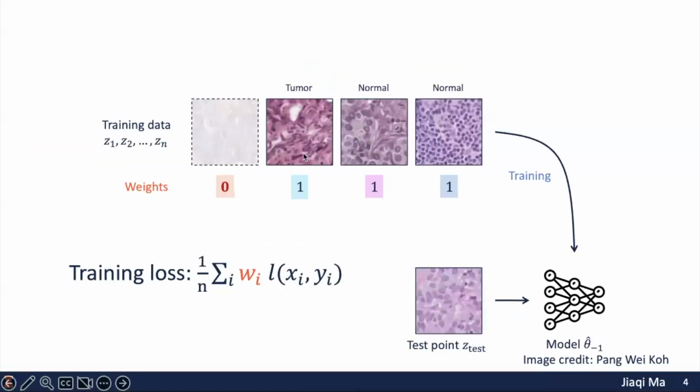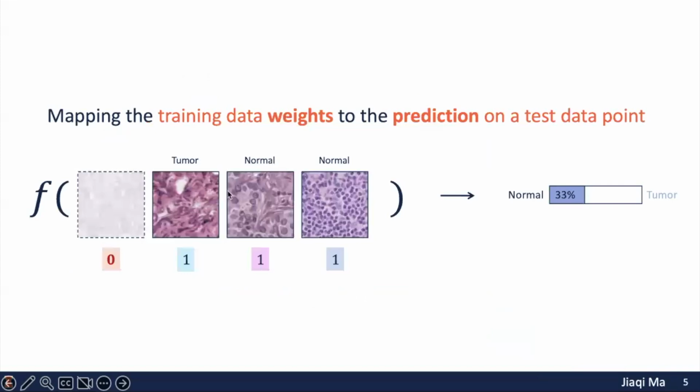This process can also be equivalently viewed as having a 0-1 weight for each training loss for each training data point. Removing one data point is equivalent to setting the weight to be 0. So we can imagine there's a mapping between the training data weights to the prediction on a test data point. Note that this f function is not the model function, but rather a complicated mapping encapsulating the model retraining process.